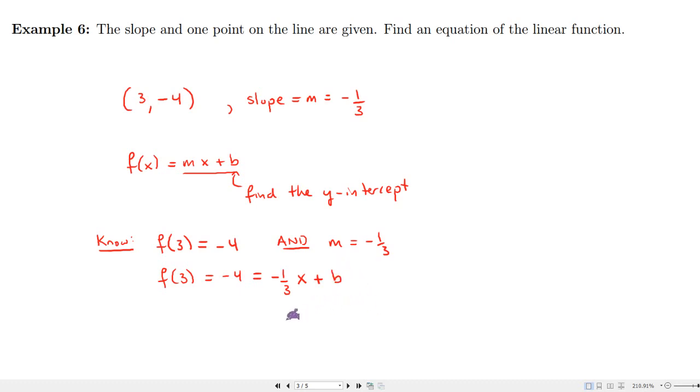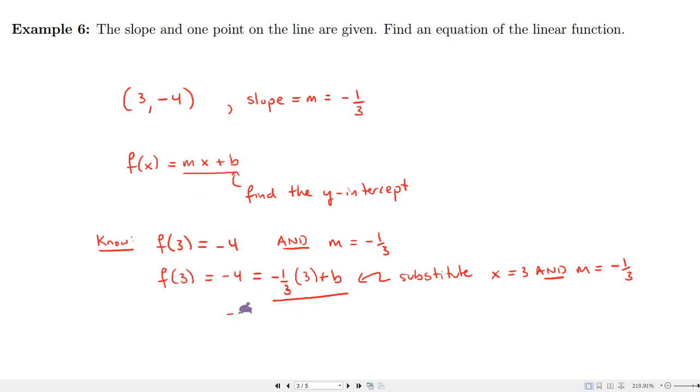So what does this tell us? Well, we also know that x was 3, right? So the input was actually, whoops, I erased a little bit too much there. So this is negative 1/3 times 3 plus b. Okay, so this is substituting x equals 3 and m equal to negative 1/3 into the linear function. So the only thing that's unknown now is b.